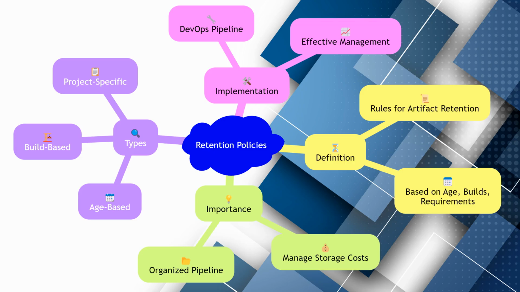Retention policies define the rules for how long artifacts and dependencies should be kept. These policies can be based on various factors, such as the age of the artifact, the number of successful builds, or specific project requirements. Implementing effective retention policies helps in managing storage costs and maintaining an organized pipeline. We'll explore different types of retention policies and how to implement them in your DevOps pipeline.